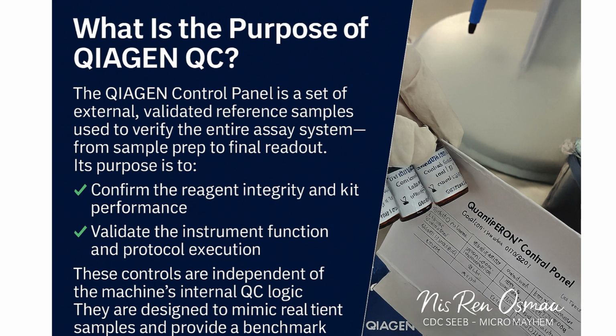In slide 11, the purpose of QIAGEN QC. There is a QC in the machine, and QIAGEN also makes QC for us. Yes, we will see. The QIAGEN control panel uses validated reference samples to verify the entire assay system. It confirms reagent integrity, instrument function, and clinical reliability independent of machine QC.